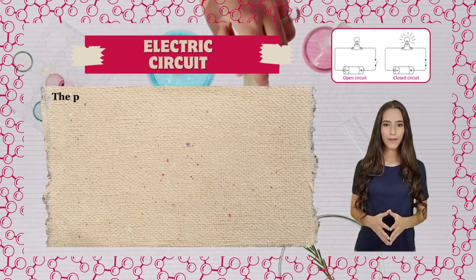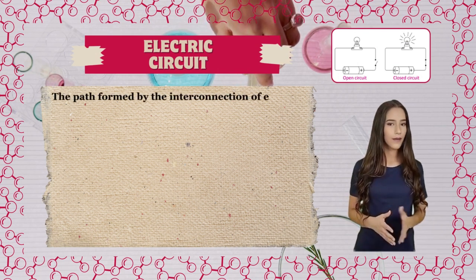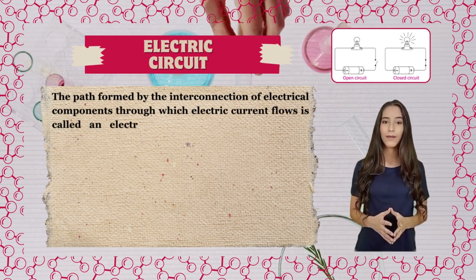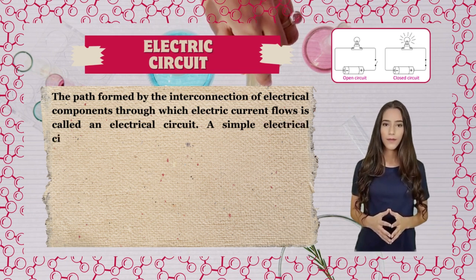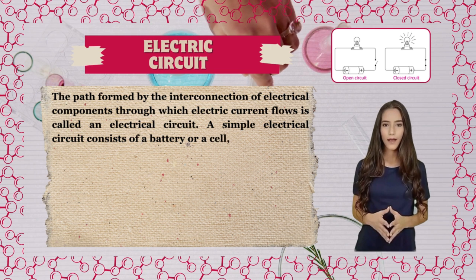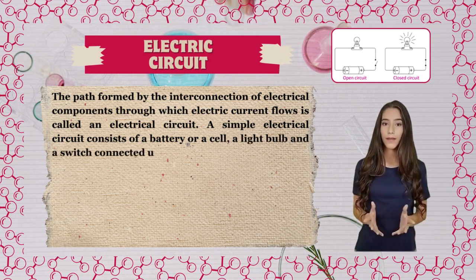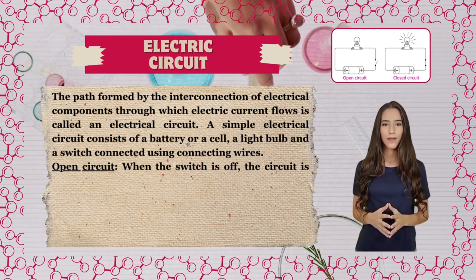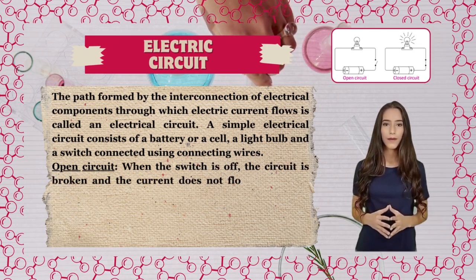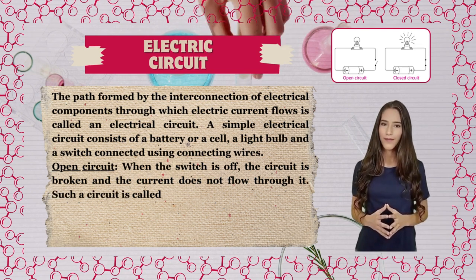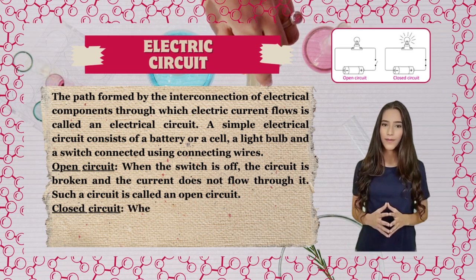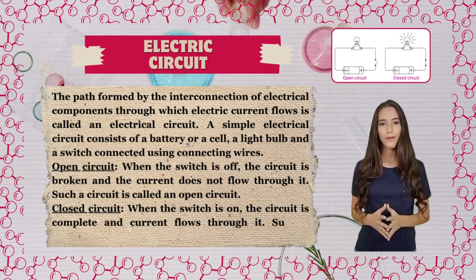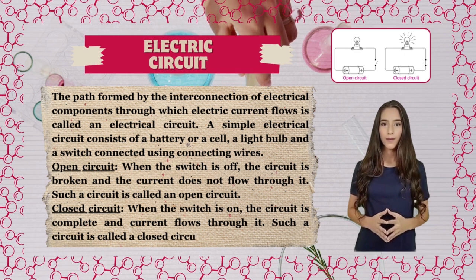Electric circuit. The path formed by the interconnection of electrical components through which electric current flows is called an electrical circuit. A simple electrical circuit consists of a battery or a cell, a light bulb, and a switch connected using connecting wires. Open circuit. When the switch is off, the circuit is broken and the current does not flow through it. Such a circuit is called an open circuit. Closed circuit. When the switch is on, the circuit is complete and current flows through it. Such a circuit is called a closed circuit.